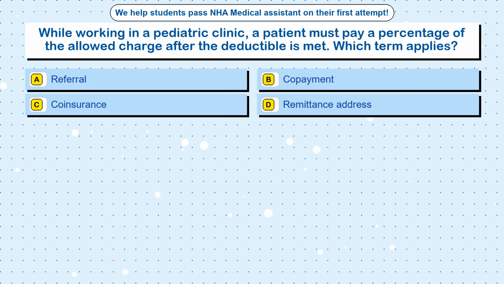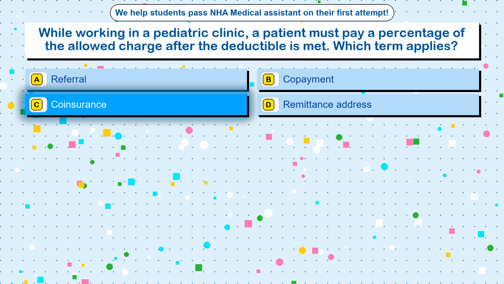Question 19. While working in a pediatric clinic, a patient must pay a percentage of the allowed charge after the deductible is met. Which term applies? Option A. Referral. Option B. Copayment. Option C. Coinsurance. Option D. A remittance address. The correct answer is option C.